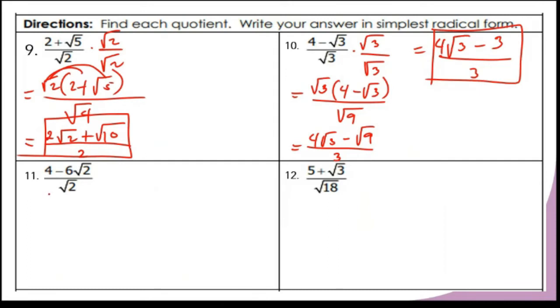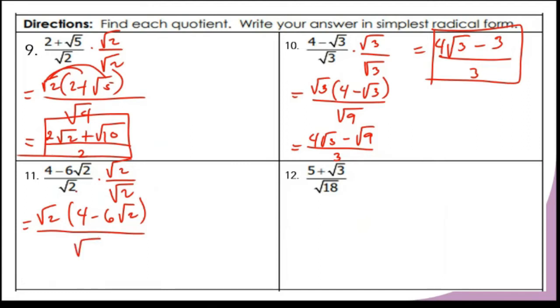Number 11. 4 minus 6 square root of 2 over square root of 2. In the given, there are no terms that need to be simplified. So we will just eliminate the radical in the denominator by multiplying by square root of 2 over square root of 2, and that is what we call rationalizing the denominator. So you will have square root of 2 times the quantity 4 minus 6 square root of 2 all over square root of 2 times 2 is 4.